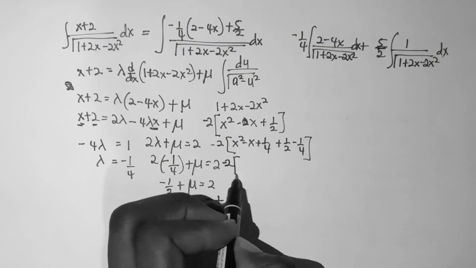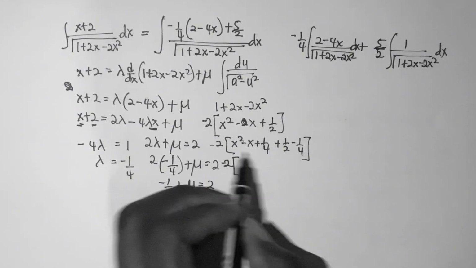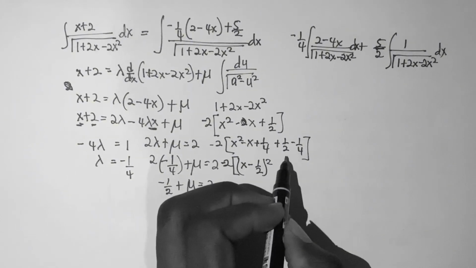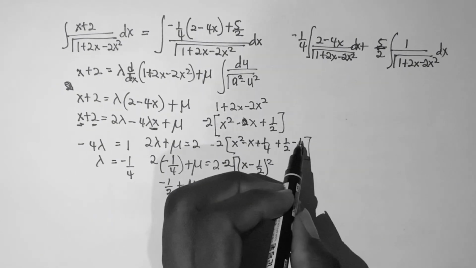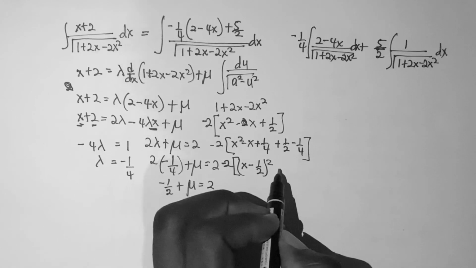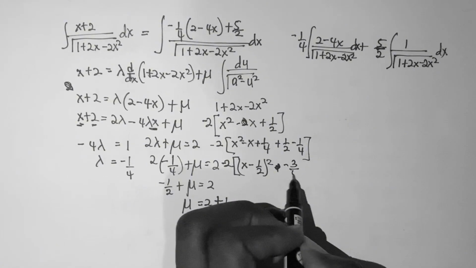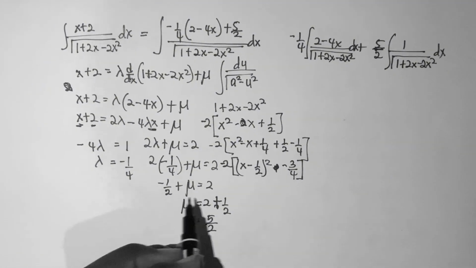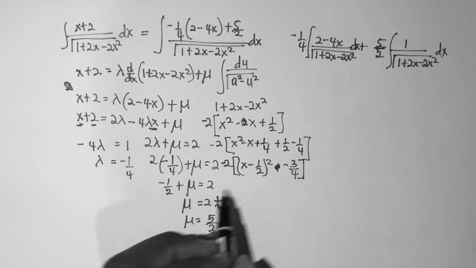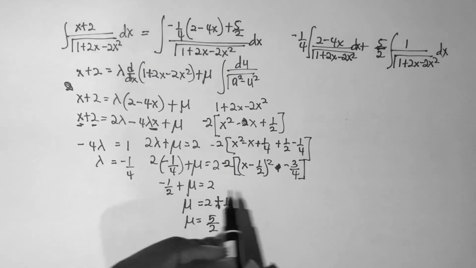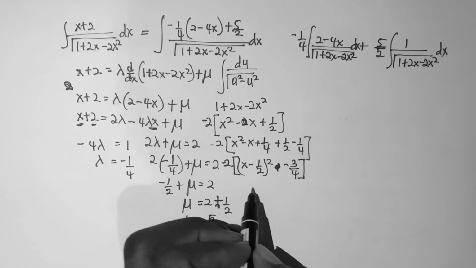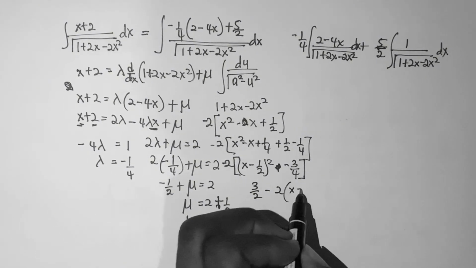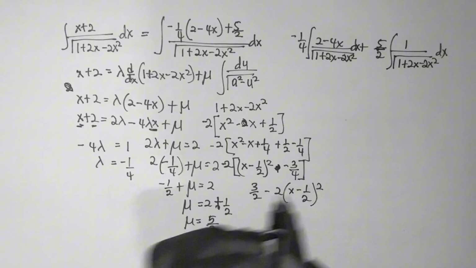So minus 2 then times all of this can be written as x minus 1 over 2 squared. And then minus 1 over 2 minus 1 over 4 is minus 3 over 4. So if you compute this, you get minus 3 over 4. So if we multiply through by minus 2, then we are going to get this to be equal to 3 over 2 minus 2 times x minus 1 over 2 all squared.